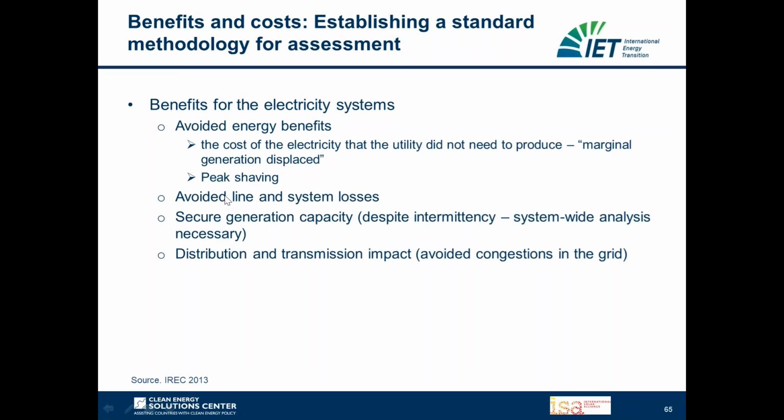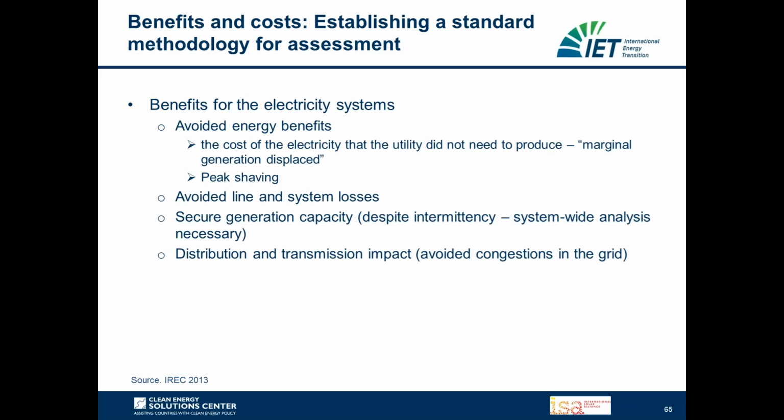You can also avoid line losses and system losses by having distributed generation installed closer to the demand, to the load centers, so not connecting larger scale power plants to the transmission grid, but instead connecting distributed generation directly to the distribution grid.